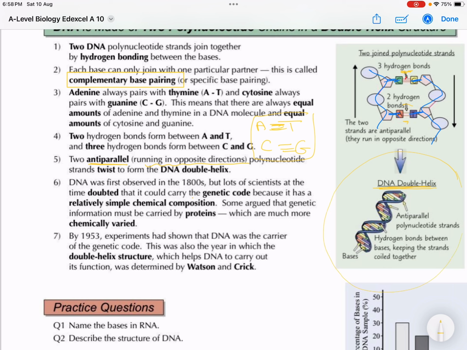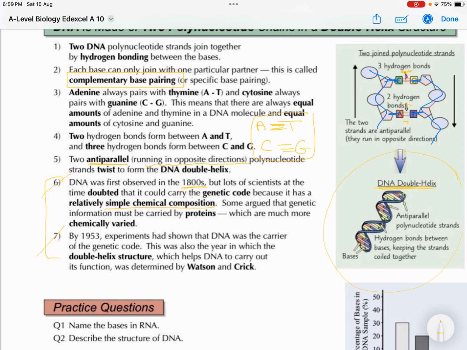Now, DNA was first discovered in some history part. For this history part, guys, you just need to read it out. That's it. So in 1800, there were a lot of scientists that thought it could carry the genetic code because it has a relatively simple chemical composition. As you see here, guys, the chemical composition is very simple. Some argued that the genetic information must be carried by proteins, which are much more chemically varied.